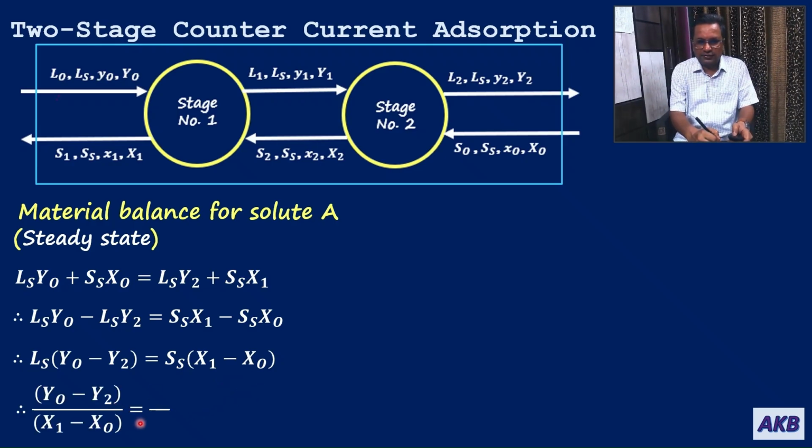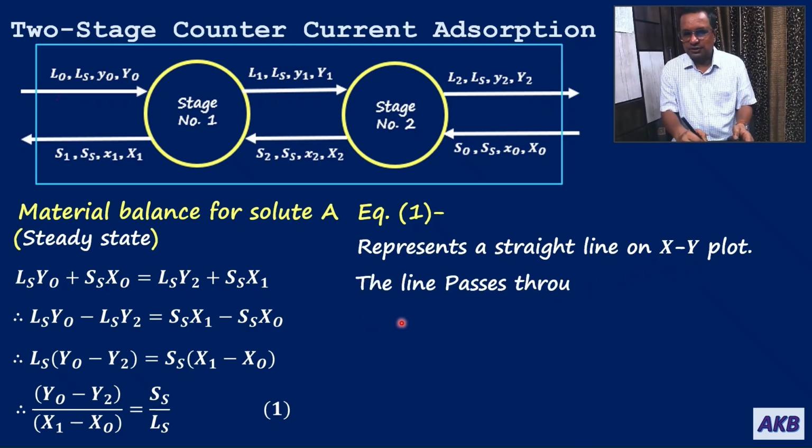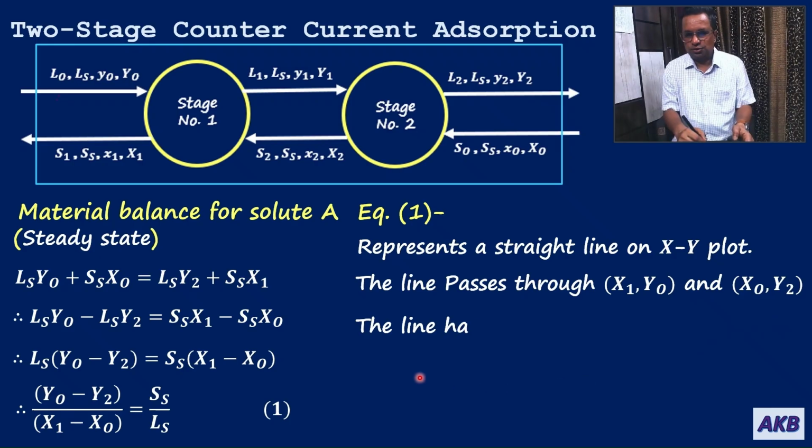And then we can write this equation: capital Y0 minus capital Y2 divided by capital X1 minus capital X0, that is equal to Ss upon Ls. I am calling this equation number 1. Now what can you say about equation number 1? It represents a straight line on the XY plot, which is the equilibrium diagram. The line represented by equation 1 passes through the points capital X1, Y0 and capital X0, Y2, and this line has a slope of Ss upon Ls.